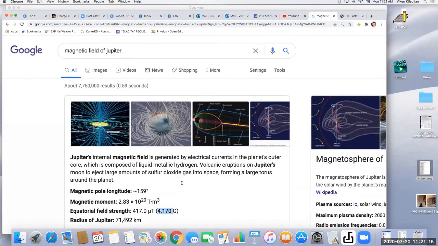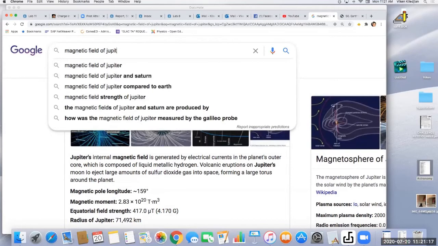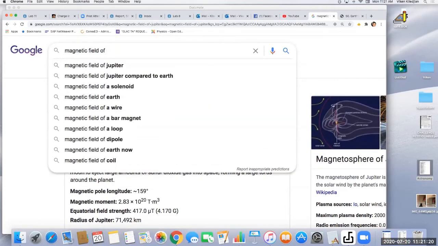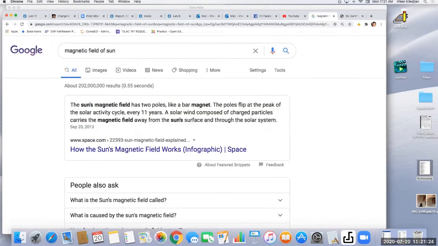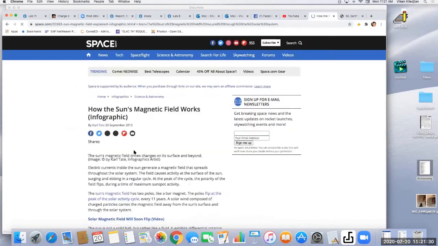How about the sun? You probably know, Joy. Let's see. That's funny. Yeah, that's your specialty. How the sun's magnetic field works.